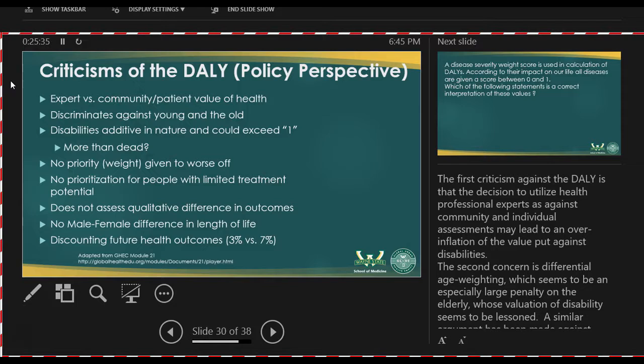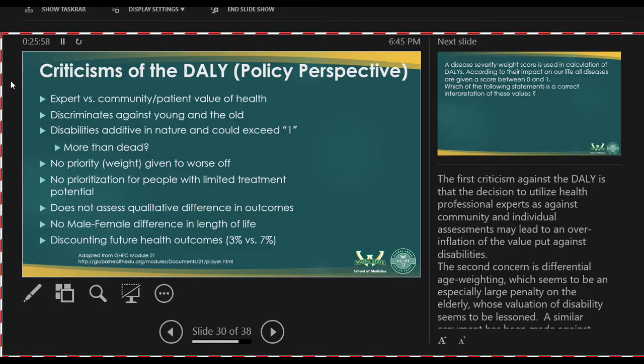Yeah. So why do I spend a little bit extra on daily? The reason is that it's a term you're going to hear a lot when you do global health, because it's one of the global indicators which truly has most of the features that I would like to have in an ideal global health indicator. But there are some criticisms for the daily too.